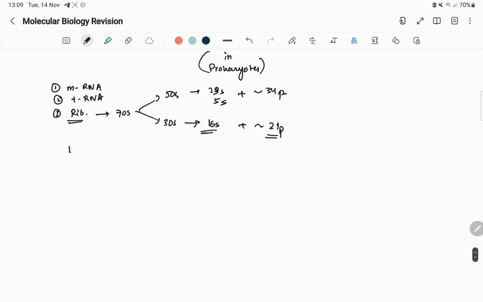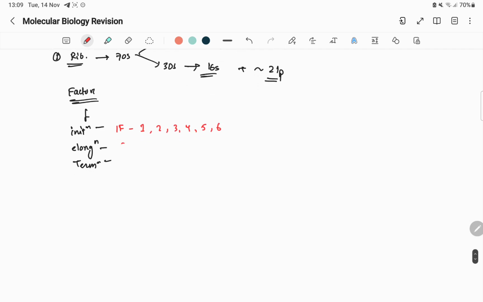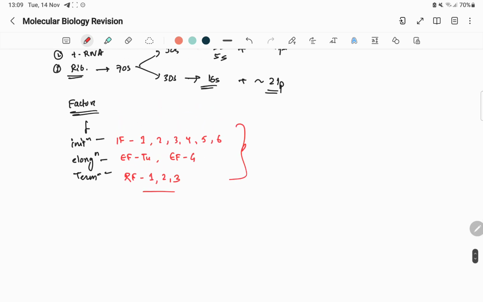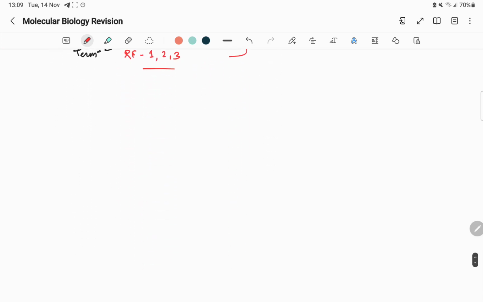Understood? What are the factors used? Factors for initiation, for elongation, and for termination. For initiation, factors 1, 2, 3, 4, 5 and 6 are used. For elongation, we have EF-Tu and EF-G. For termination, we have release factors 1, 2 and 3. These are the factors that will be used in prokaryotic translation. So first there will be charging of tRNA.